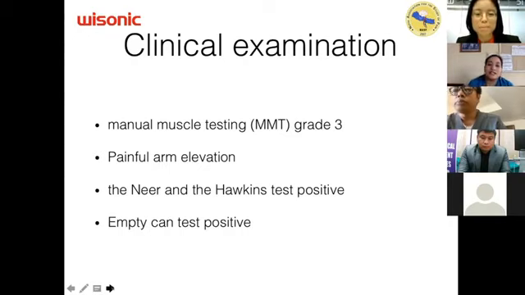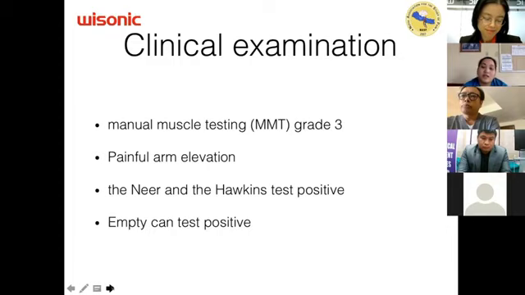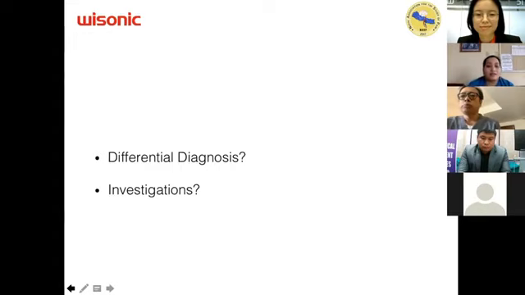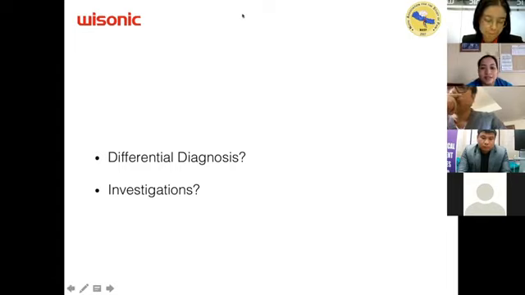On clinical examination, we see that the manual muscle testing has grade 3. There's a painful arm elevation. The Neer and the Hawkins test is positive, and the empty can test is also positive. So just for the audience, any differential diagnosis that comes to your mind, you can type in your answers in the Q&A session.